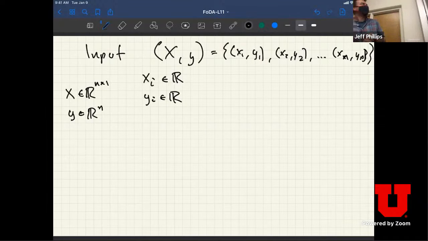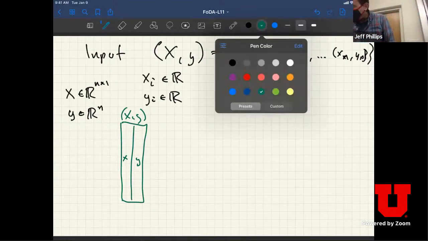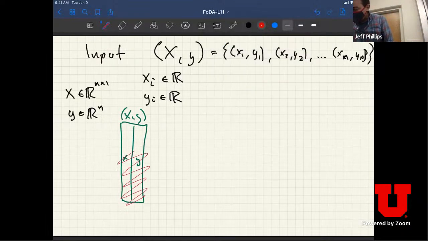Okay, so we have these two types of inputs, and we're not going to treat them as a single matrix. You could think of this as x, y, with x on this side and y on this side, and sometimes you'll write it that way. It's kind of unintuitive, so we think of them separately. We're going to treat these separately.